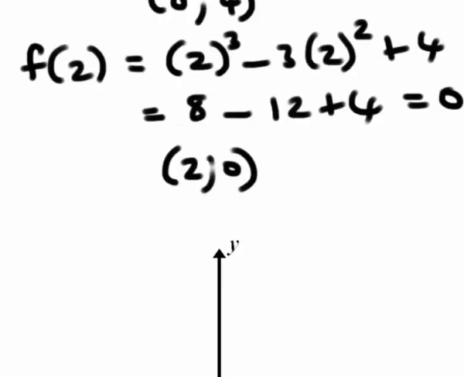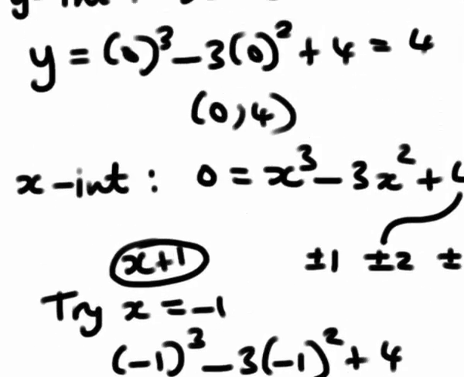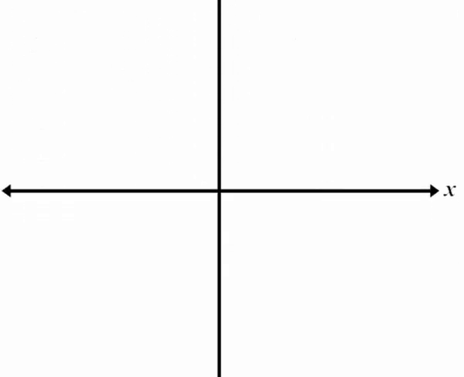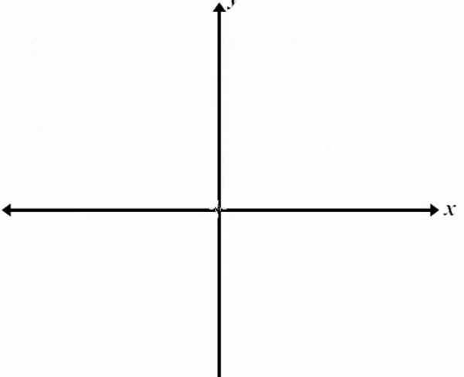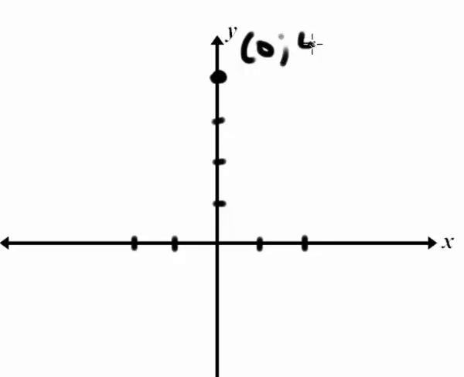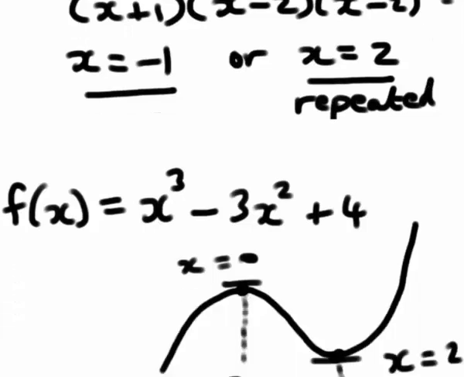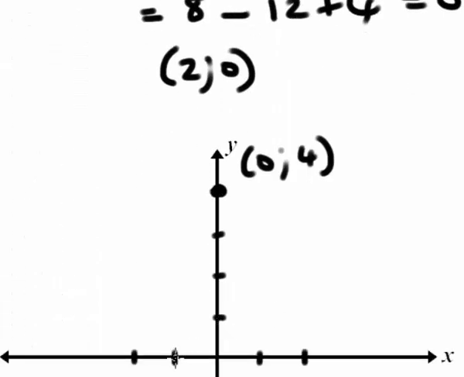When we look at this, the y-intercept will be 0, 4. So I'm just going to put some markings here, 1, 2, 3, and 4. There's minus 1, minus 2, 1, 2, and so we've got it there. Now, the y-intercept is at 0, 4. So there's a y-intercept there at 0 and 4. Okay, the x-intercepts, let's check them: minus 1 and 2. So at minus 1 it cuts there, and at 2 it's cutting the x-axis.